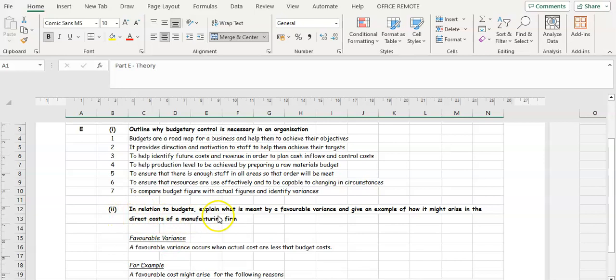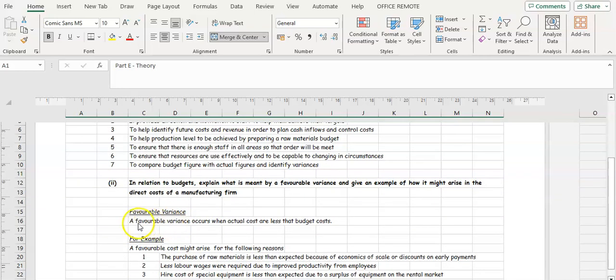Part 2, in relation to budgets, explain what is meant by a favourable variance and give an example of how it might arise in the direct costs of a manufacturing firm. A favourable variance is one where actual costs are less than budget costs. So you've budgeted your costs, and then when you actually do your budget, they've come in below it. So you're saving the company money. So it's a favourable variance.